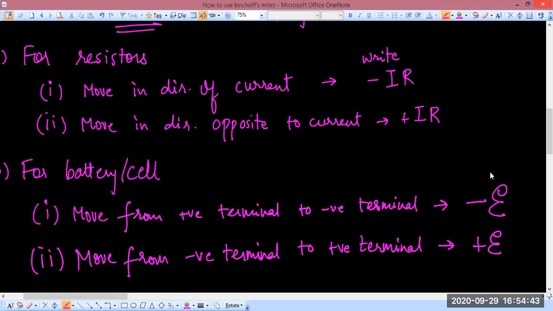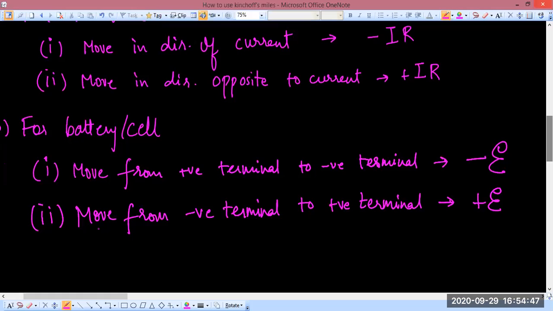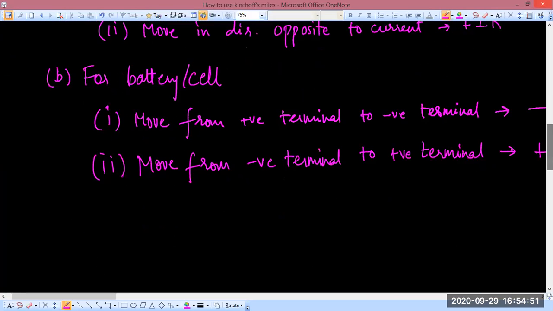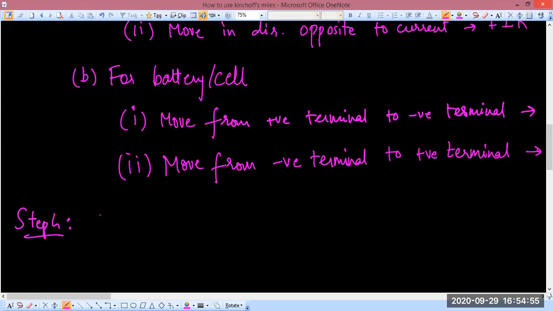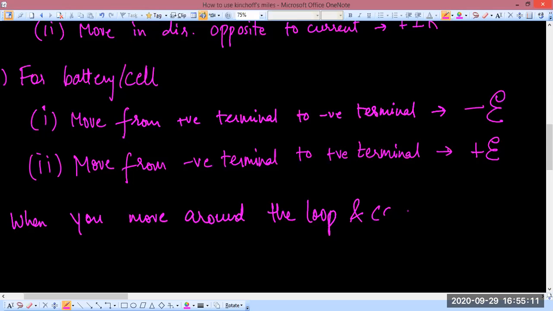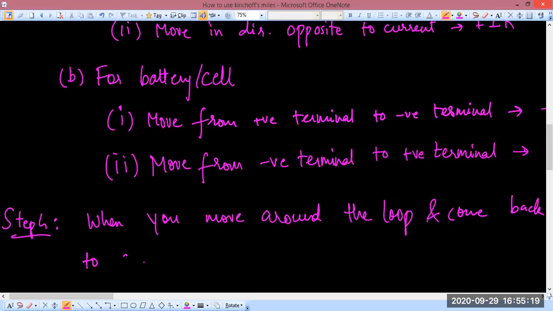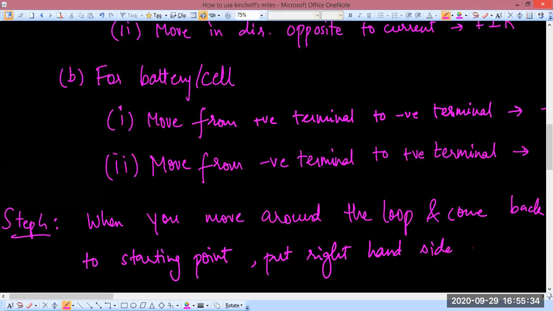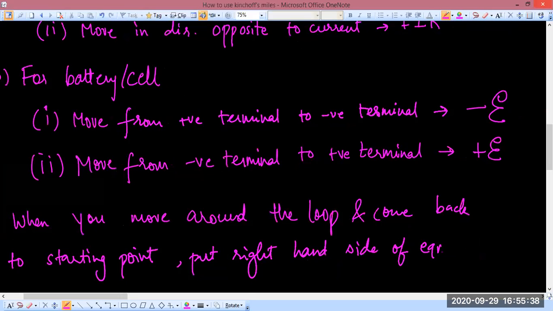Okay, and finally the last step. When you move around the loop, okay, writing all these things, and you come back to where you started, right, when you move around the loop and come back to the starting point, to the initial point, you put right hand side of equation as 0.